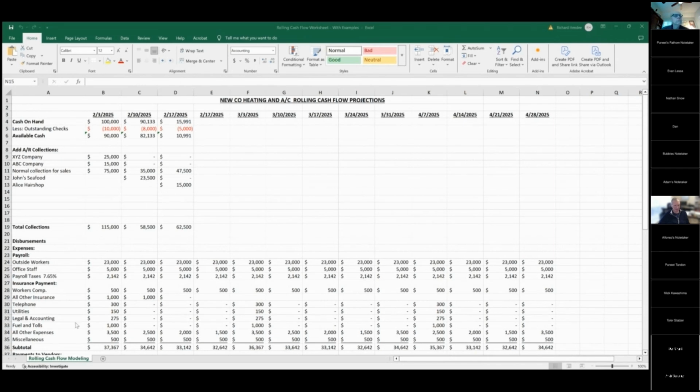Or you go to payables: who can I not pay everything I owe them this week, and who can I extend out to maybe next week or the following week to get that back to a positive figure. And so when you get that ending figure for the week, then you bring it up here to the next week and keep going.